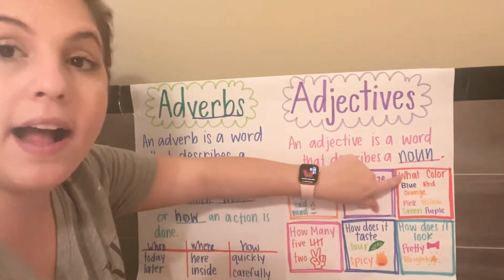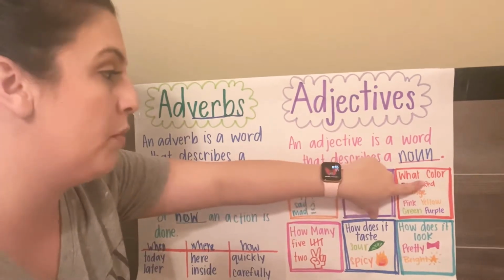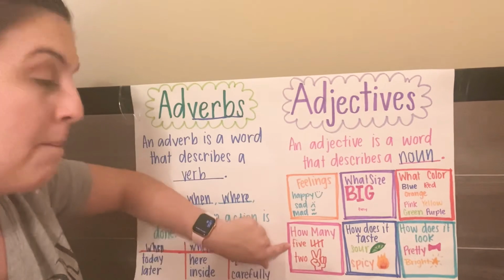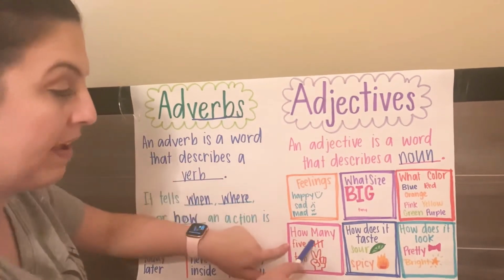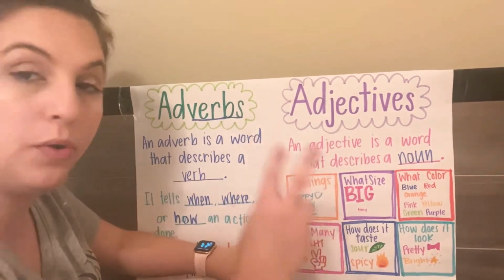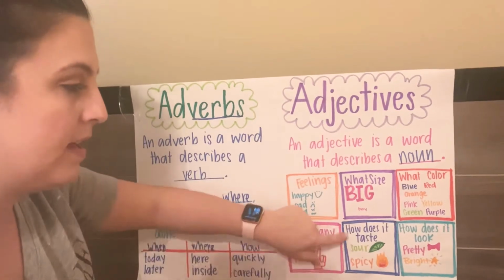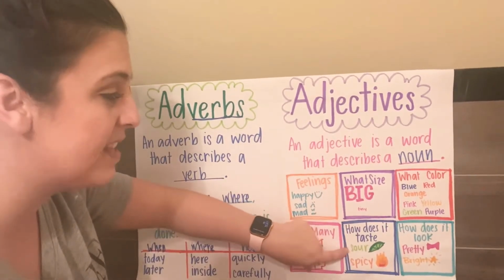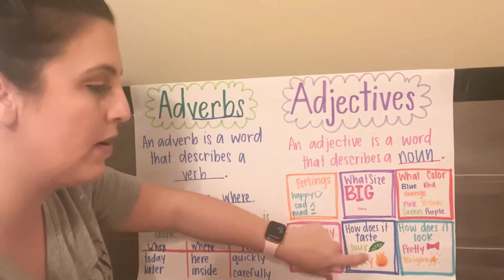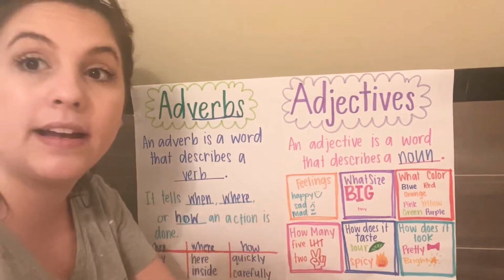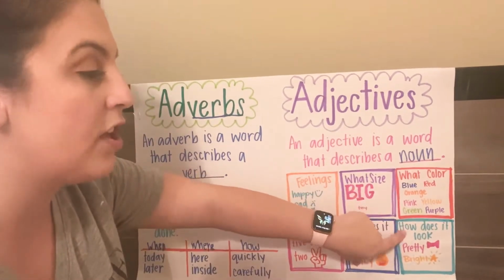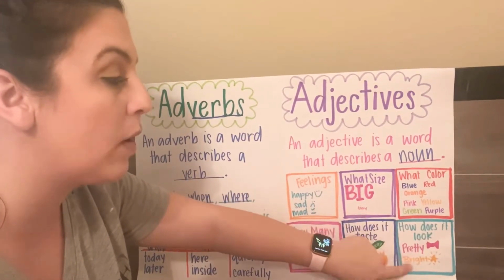It might tell you what color something is, right? We have like blue and red and orange and pink and yellow. It might tell you how many of something there is. So we have like 5 tally marks, or 2. We have a hand holding up 2. It might describe how something tastes. Is it sour like a lemon or a lime, or is it spicy like fire, like hot? And then it might tell you how something looks, like pretty or bright.